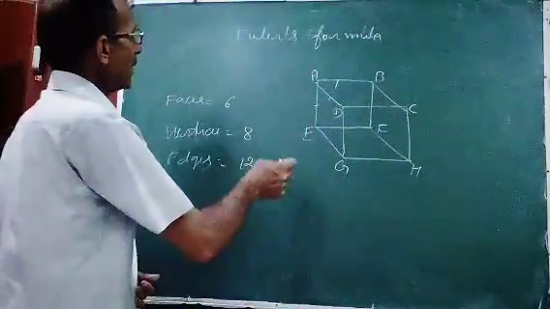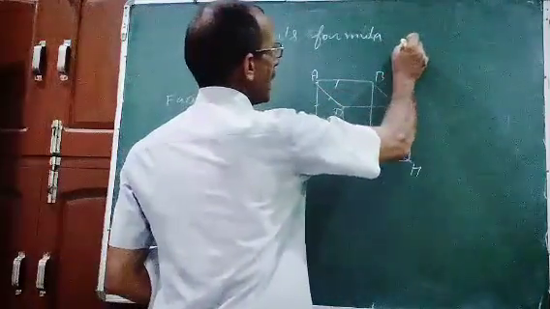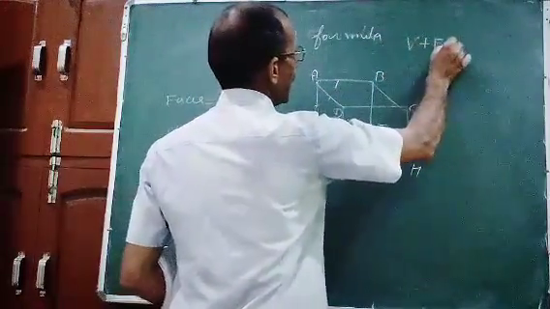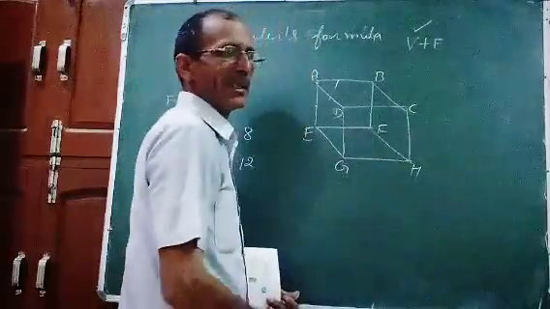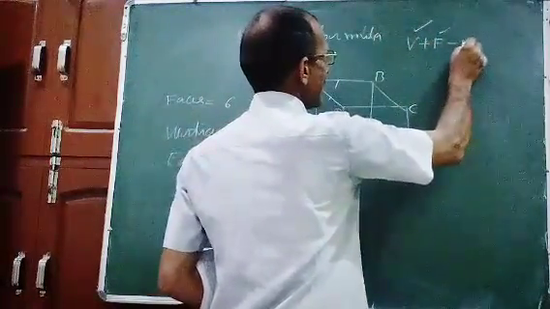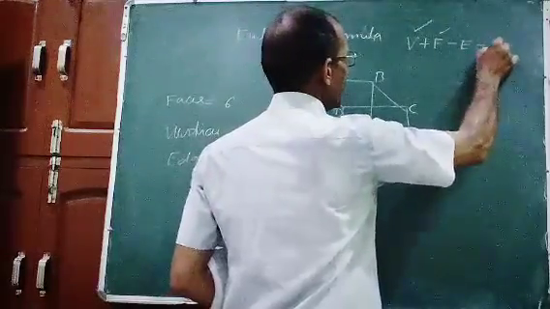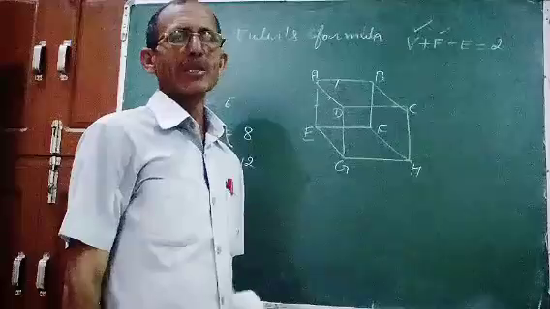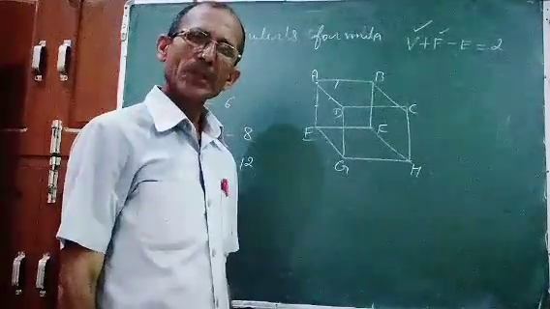So now what is Euler's formula? You have to memorize this one. V plus F minus E is equal to 2, where V stands for vertices, F stands for faces and E for edges. If this is not equal to 2, then Euler's formula will not be used.